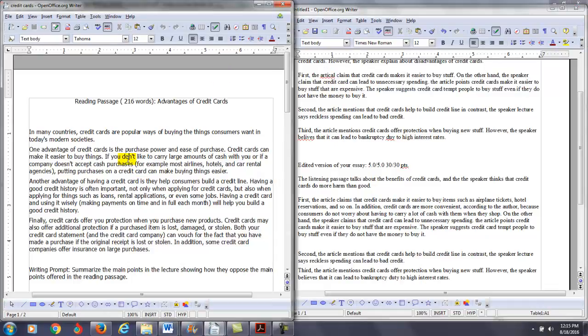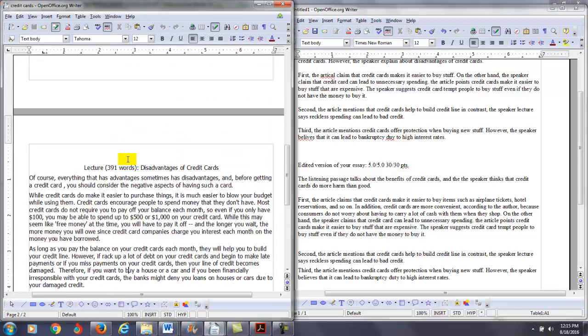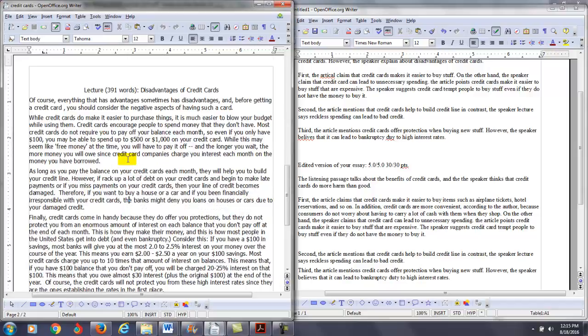Okay, so now we have to look at the next idea. So we have in the first point in the listening passage says this: credit cards do make it easier to purchase things, but it's easier to blow your budget while using them. See what you said.